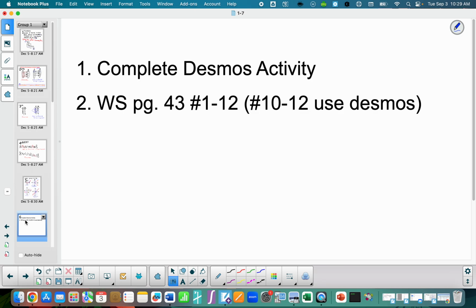So you have two things to work on. You will be getting a Desmos activity where I want you to go to desmos.com and complete that activity. It's just drawing four graphs and determining if it's a function or not. And then you'll have a worksheet as well to complete. It's page 43, 1 through 12. Numbers 10 through 12 give you equations, and just plug those equations into Desmos. Take a look at the graph and determine function or not. So you don't have to explain it if it is a function, but if it's not a function, just give me a quick reason why not. And I will go over everything when we come back to class on Monday.